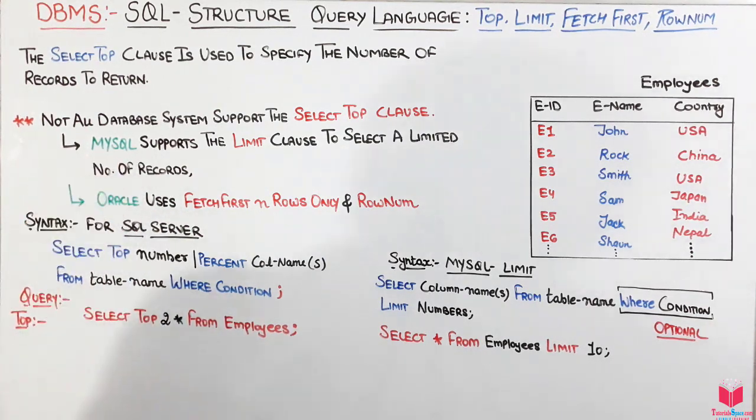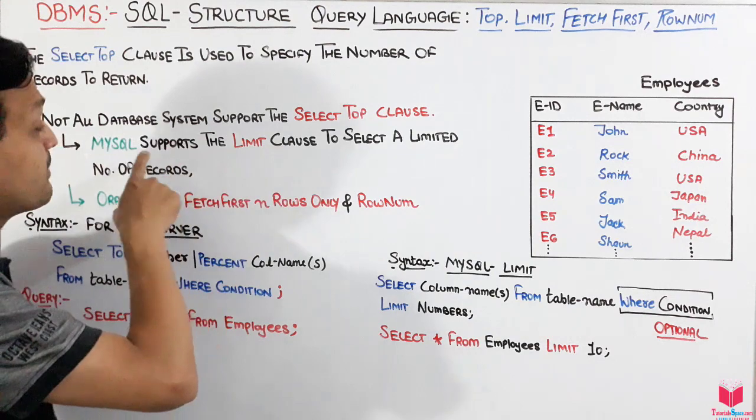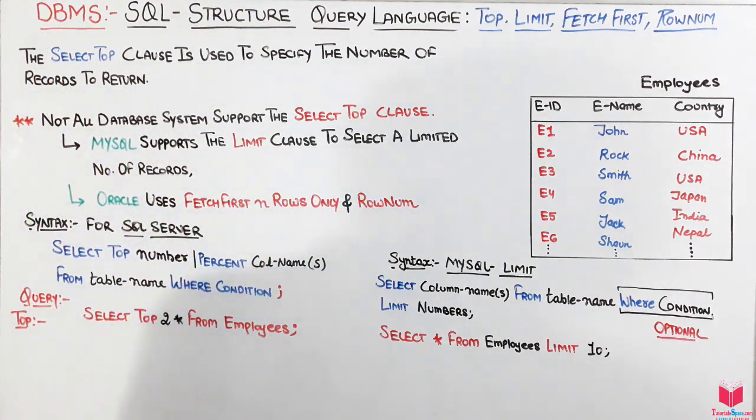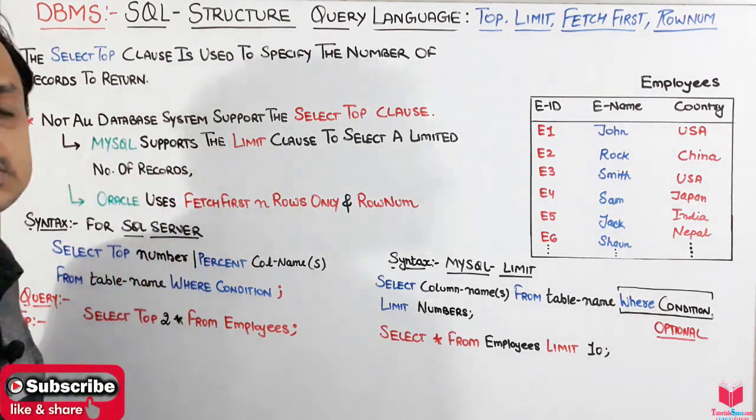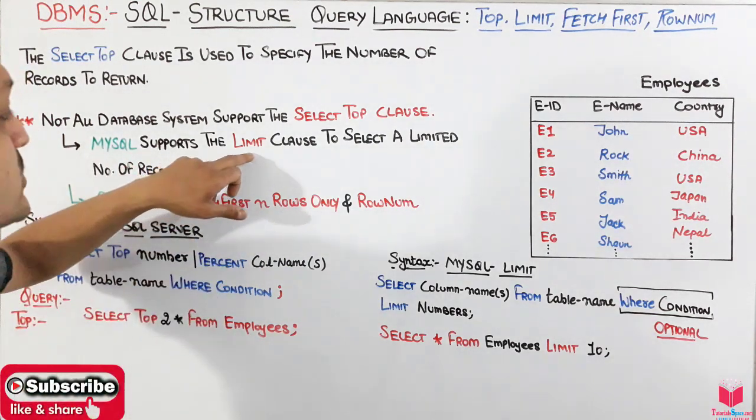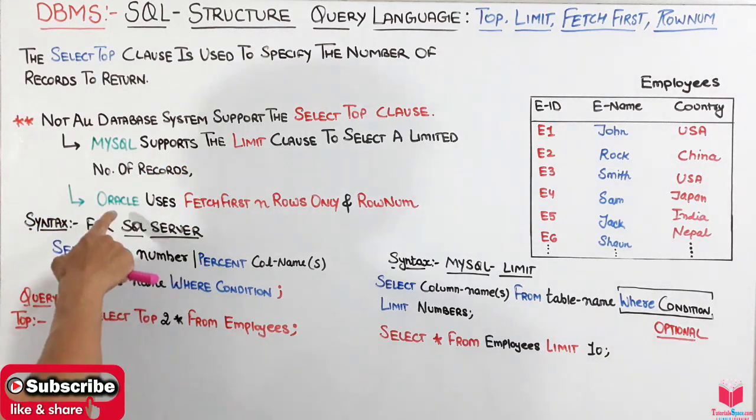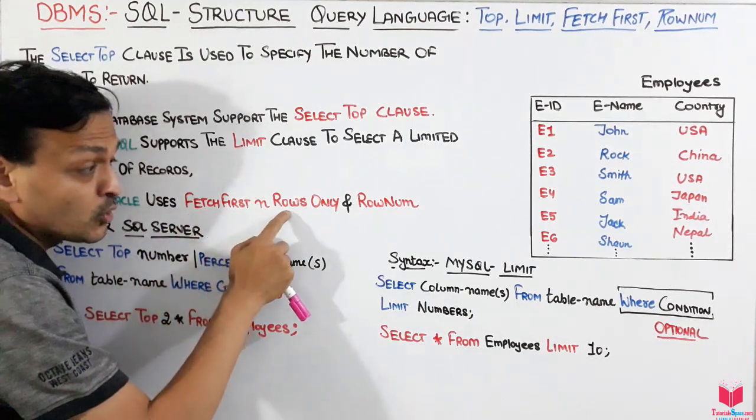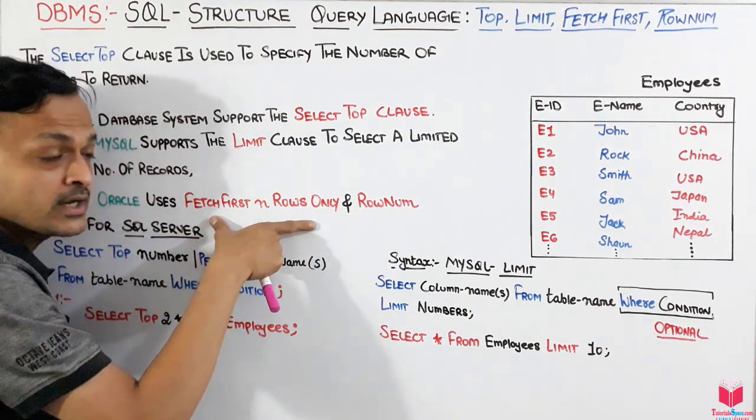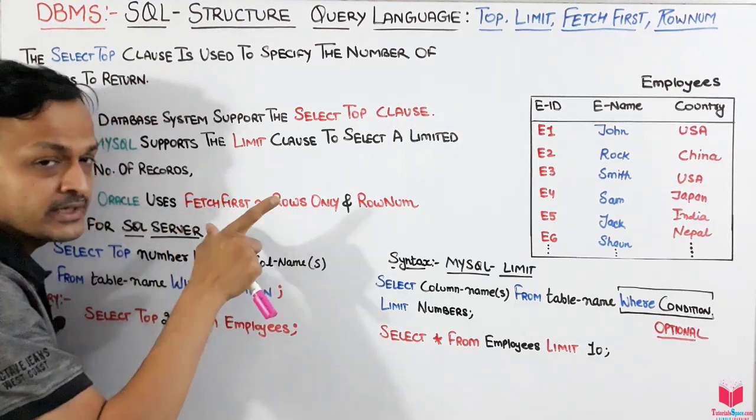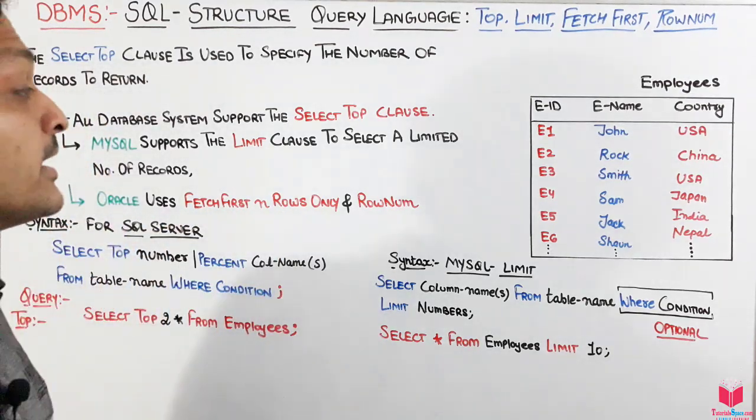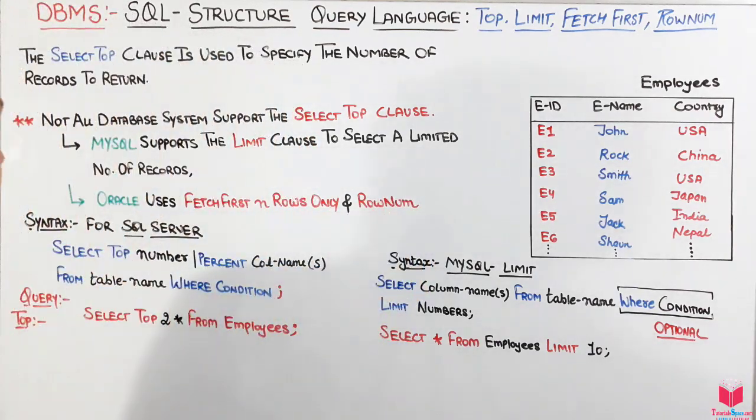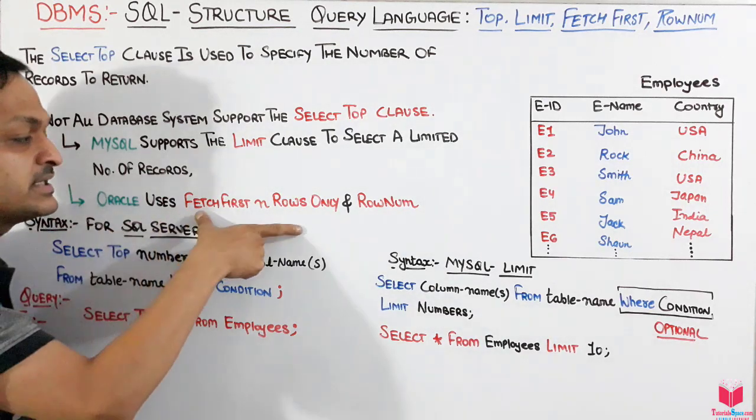In MySQL, it supports the LIMIT clause to select a limited number of records. So if someone is using MySQL, the LIMIT clause has to be used there. In Oracle, it uses FETCH FIRST and ROWS ONLY. FETCH FIRST and ROWS ONLY is a complete clause. We can also use ROWNUM, which depends on the version, but for Oracle you have to use one or the other.